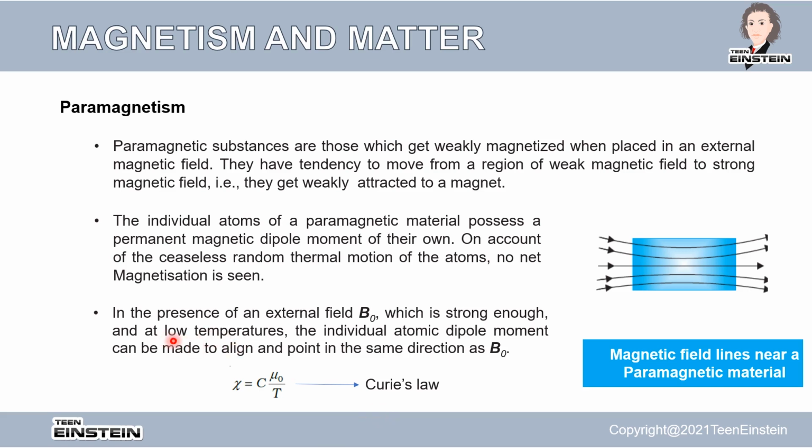So let's see what Curie's law says. In the presence of an external field B0, which is strong enough and at low temperatures, the individual atomic dipole moments can be made to align and point in the same direction as B0. So the susceptibility depends on temperature in this way: chi = C mu_0 / T. C and mu_0 are constants, T is the temperature. So it is inversely proportional. So when temperature reduces, chi increases. So the magnetization also increases when the temperature reduces.